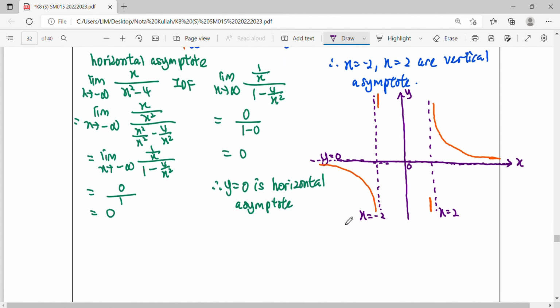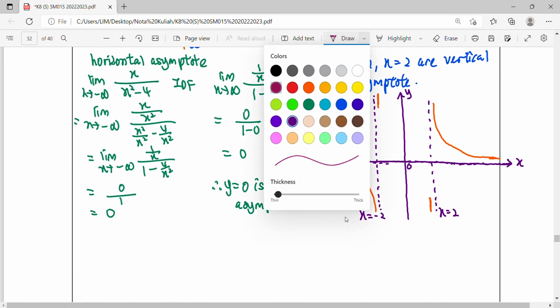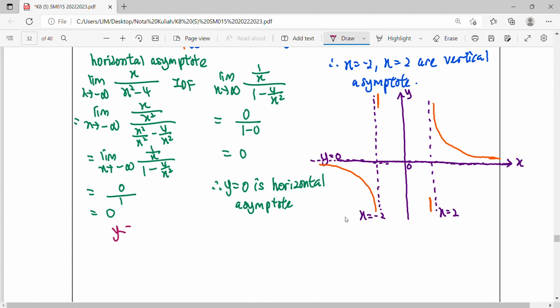So what is your intercept? We find out the intercept. For the y-intercept, we set x equals to 0. So this function will give us 0 over 0 minus 4. So it will give you 0. So the intercept here is at the origin, coordinates 0, 0. So no need to calculate the x-intercept, it is the same.